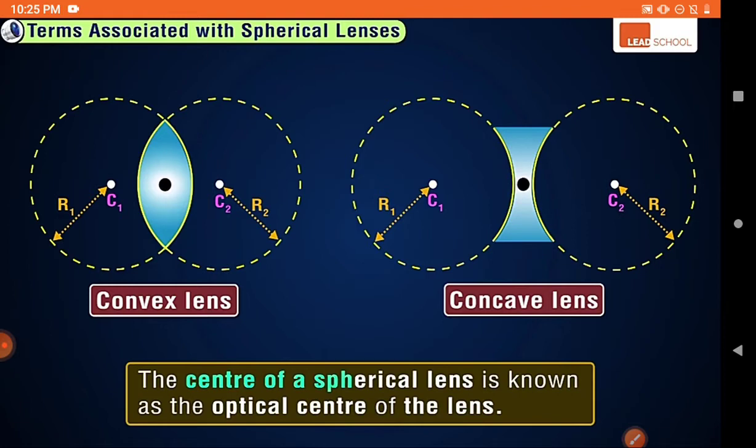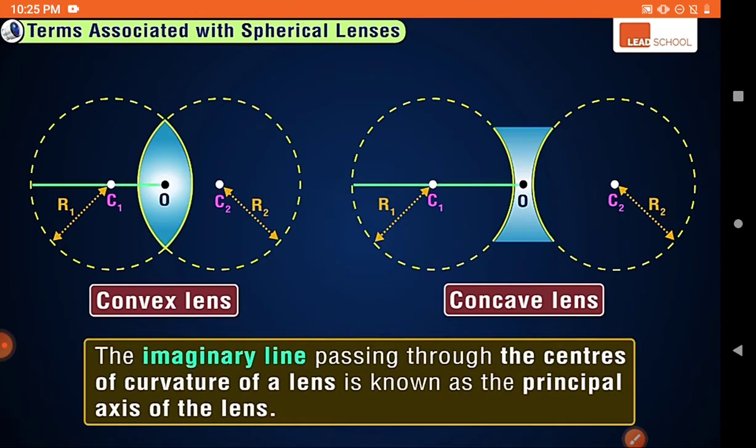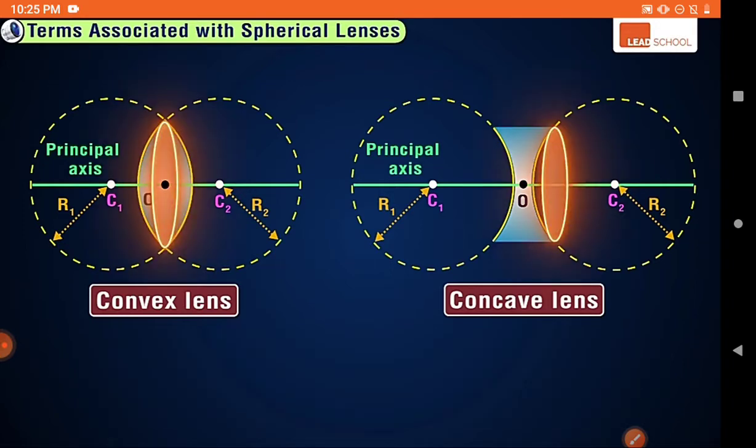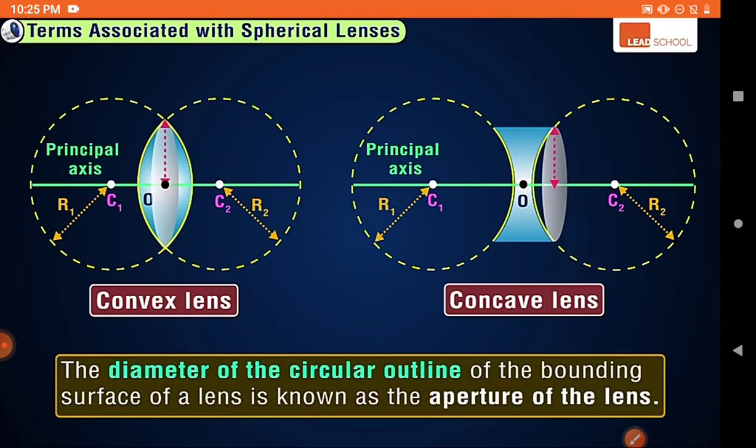The center of a spherical lens is known as the optical center of the lens. It is denoted by the capital letter O. The imaginary line passing through the centers of curvature of a lens is known as the principal axis of the lens. Note that the outline of the bounding surface of a spherical lens is circular. Also, the diameter of this circular outline is known as the aperture of the lens.